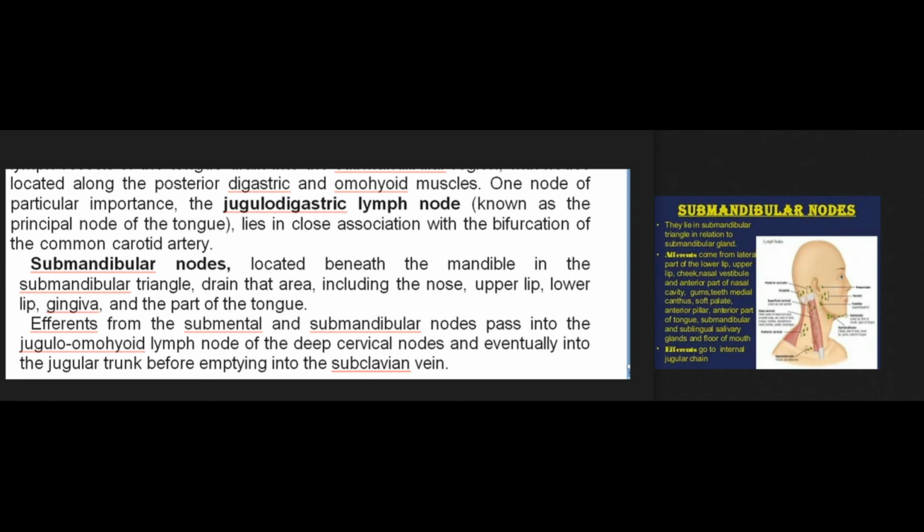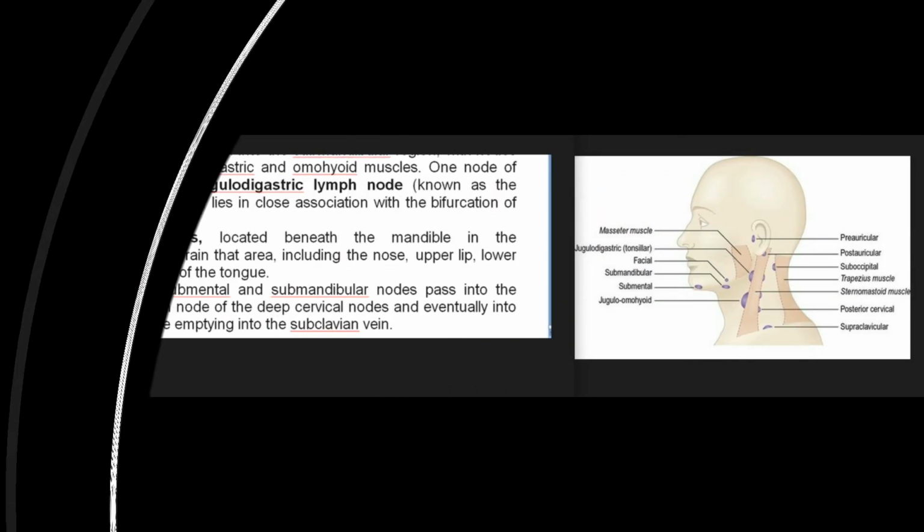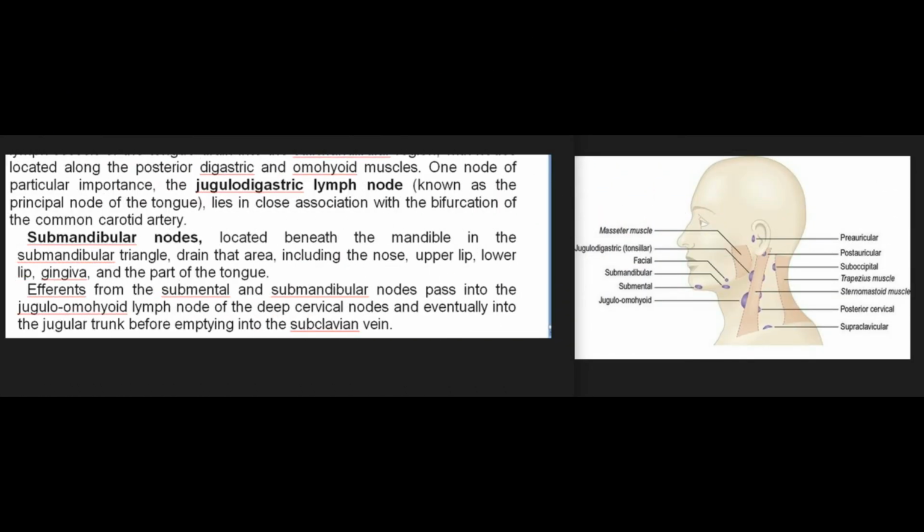Several lymphatic channels drain the submandibular/sublingual area. The lymph vessels of the tongue drain into the submandibular region, with nodes located along the posterior digastric and omohyoid muscles. One node of particular importance, the jugulodigastric lymph node, known as the principal node of the tongue, lies in close association with the bifurcation of the common carotid artery.